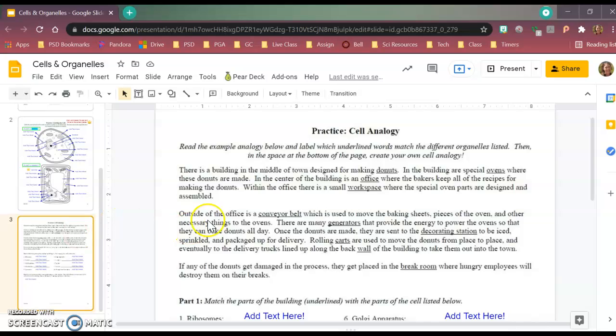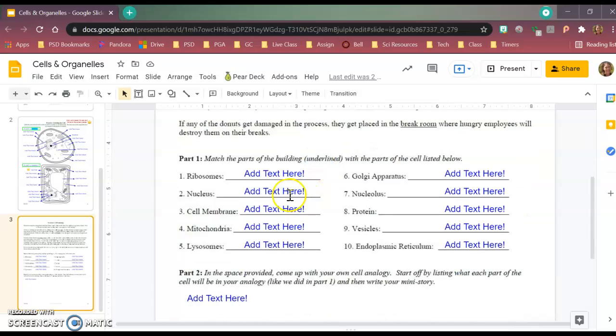If I look at this third sentence here, in the center of the building is an office where the bakers keep all the recipes for making the donuts. Well, that sounds like it's storing information, and it's in the center, which is a clue, and it sounds like it's protected. It's closed in an office. They're not just laying on a counter somewhere. So that tells me this is something that's in the center of a cell that is protecting information. Does that ring any bells?